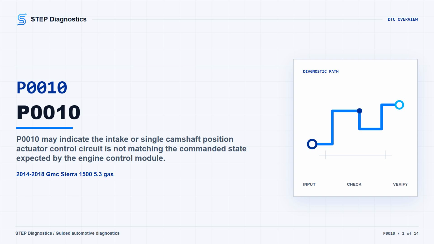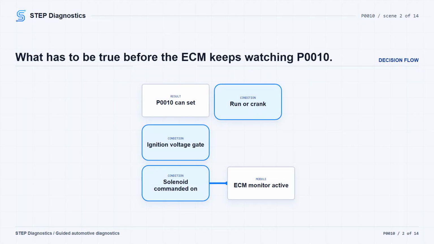Broadly, think possible oil condition or oil pressure issues, wiring and connector problems, the cam actuator solenoid circuit, or a control side problem. Start with the basic system checks first, then stay with a structured diagnostic approach so you do not jump past the easy causes. Before getting into testing, understand what the ECM is watching.